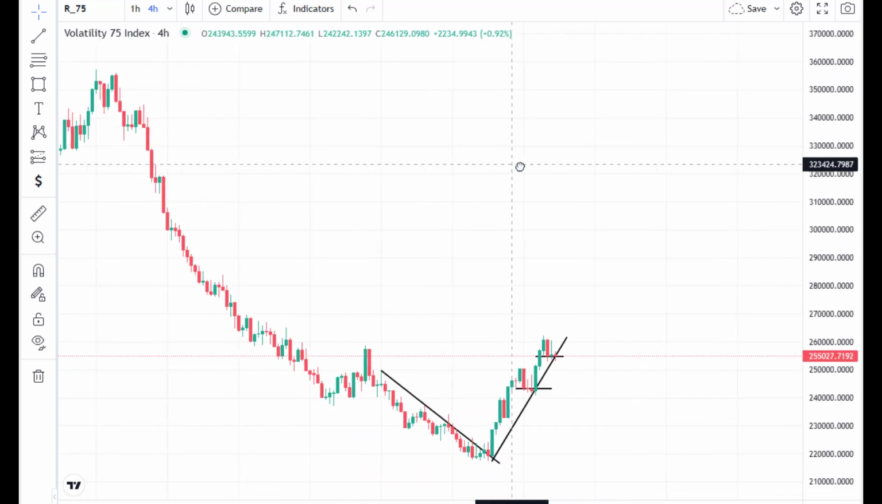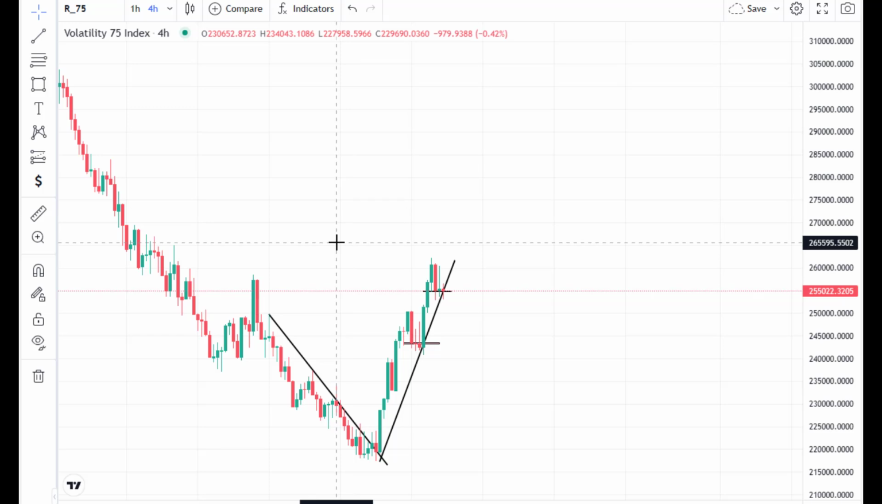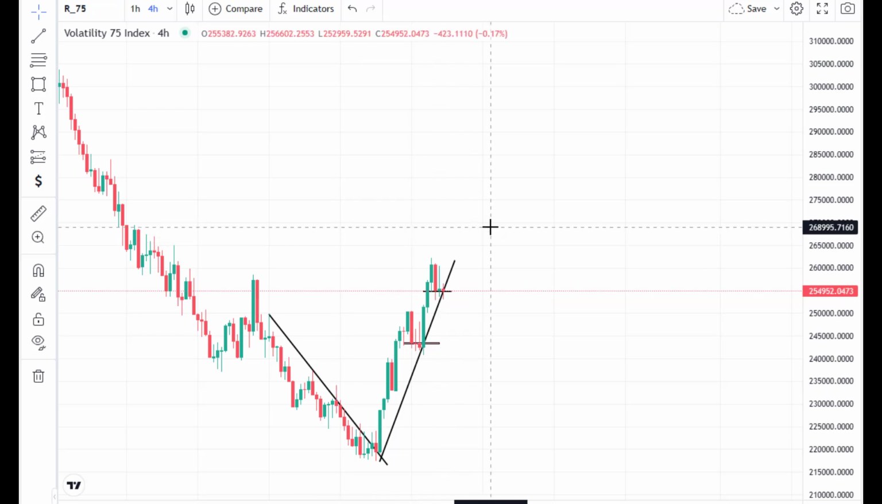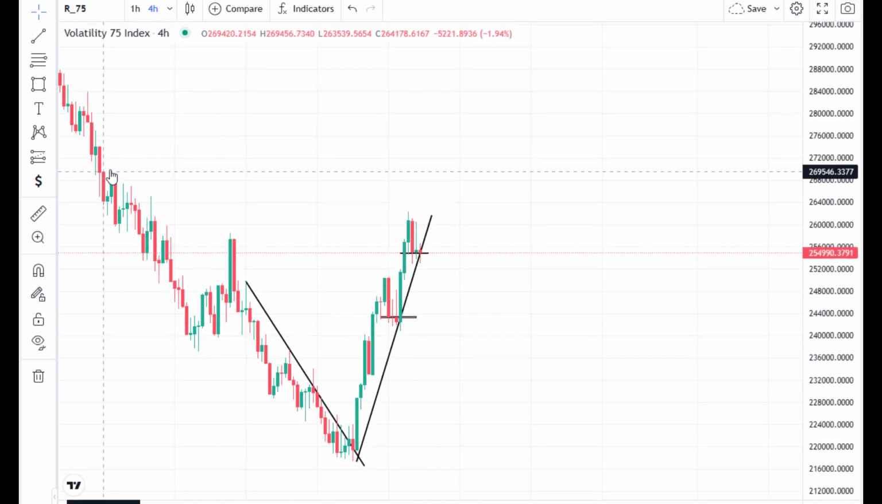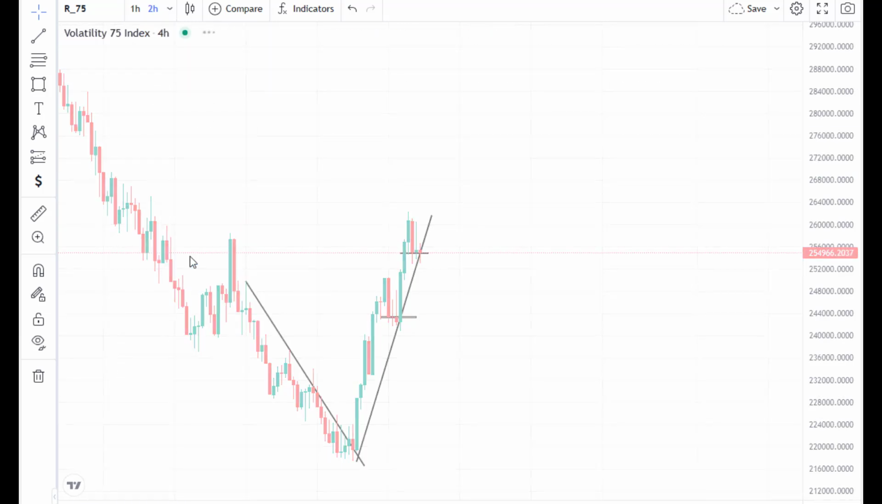Mind you, these strategies you can use for boom and crash, for forex pairs, NAS 100, whatever, because it is price action and it works for all markets. So if you trade any of these, make sure that you watch the video to the end to know when to accurately predict the market, when to actually buy and sell.